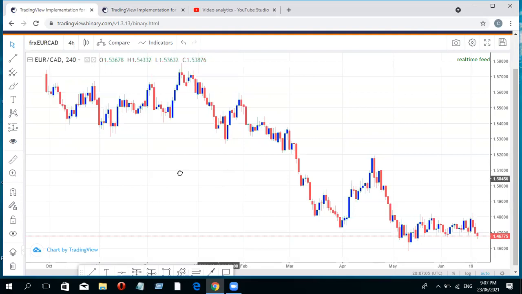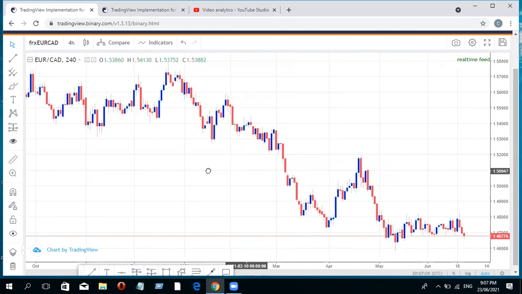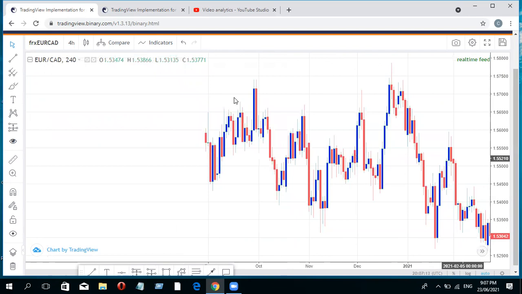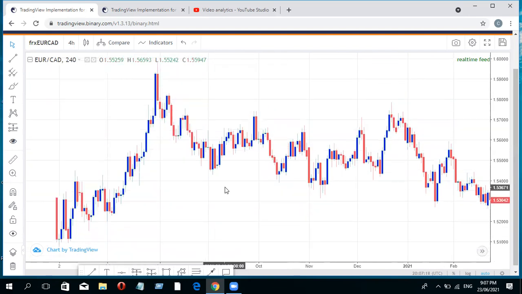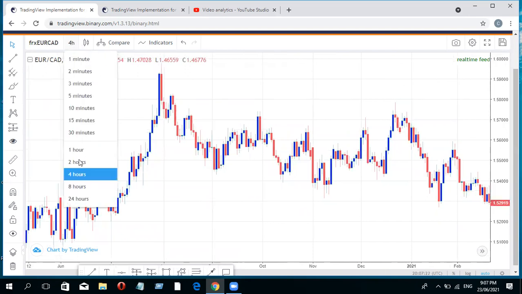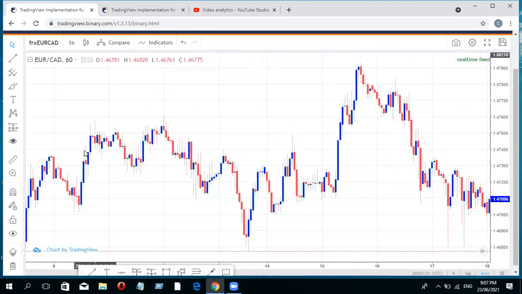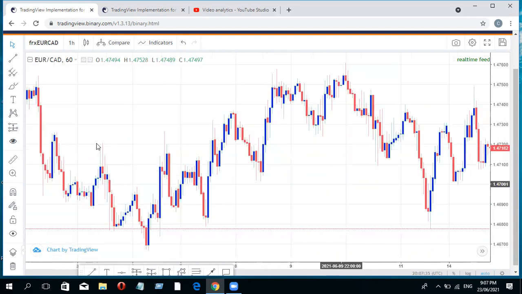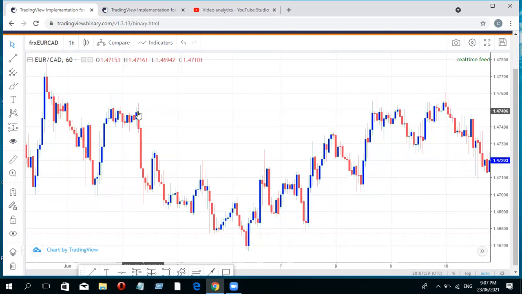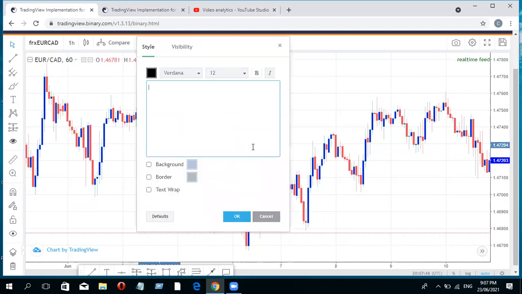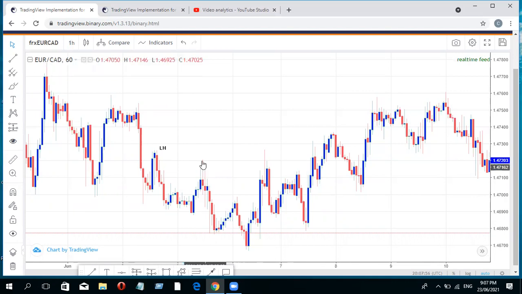Now, you can see this is a 4-hour time frame. Let's scale down to 1 hour. This is EURCAD. We identify the break of structure in EURCAD. At this point, we saw the market making a series of lower highs. Let's label it so we can see it clearly. Then this was a recent lower high.